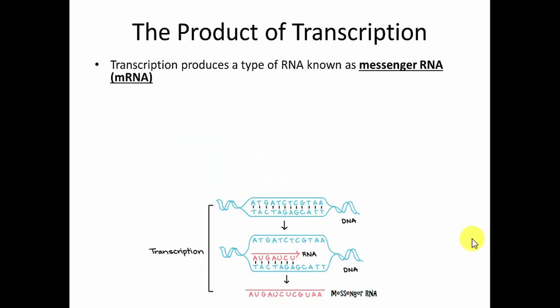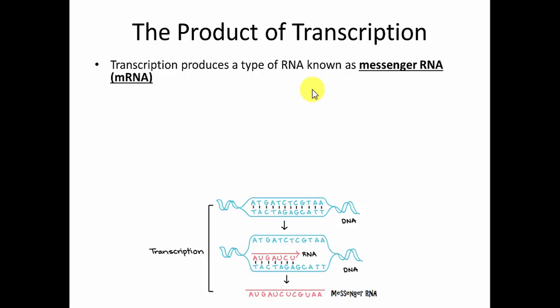Okay, so we've said that the transcription process is the conversion of DNA into RNA, and now we're going to get just a little bit more specific. The specific product of transcription is a type of RNA referred to as messenger RNA. Messenger RNA is named because it carries the genetic message on to the next stage of gene expression, which is translation.